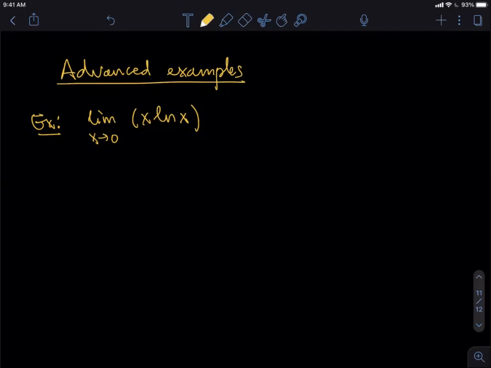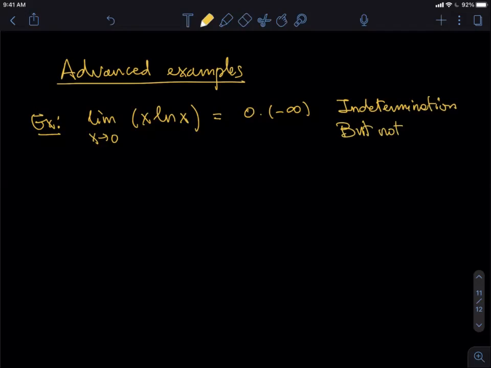There are also cases where it's not very obvious that we can apply L'Hopital, but we still can. Those are what I call here advanced examples. For example, the limit as x tends to 0 of x logarithm of x. So this is 0 times negative infinity, which is an indetermination, but not of the 4 types where we can apply L'Hopital.